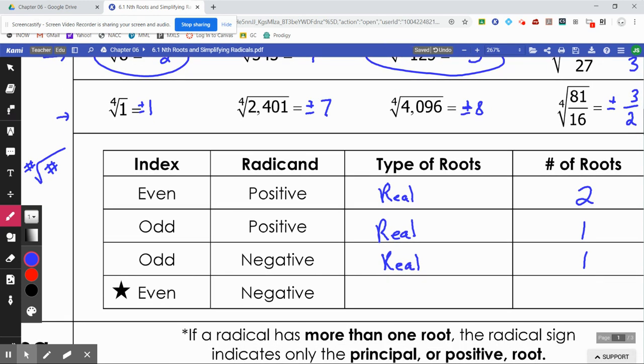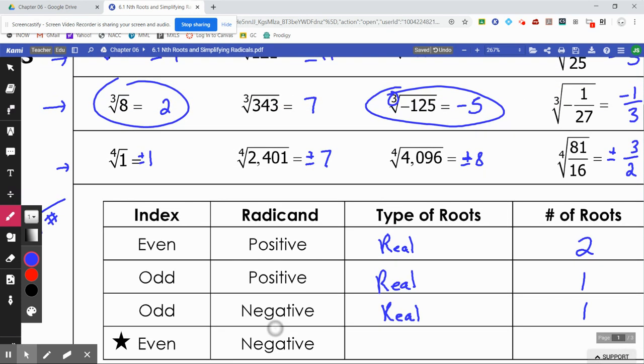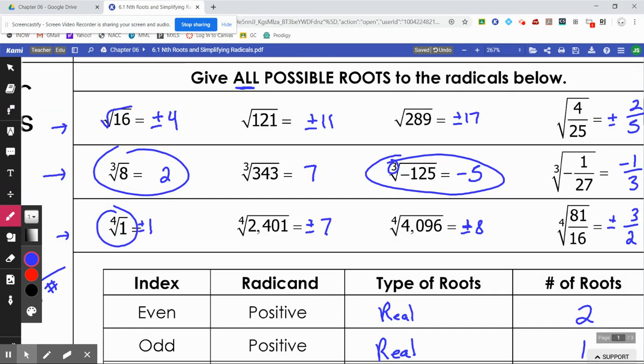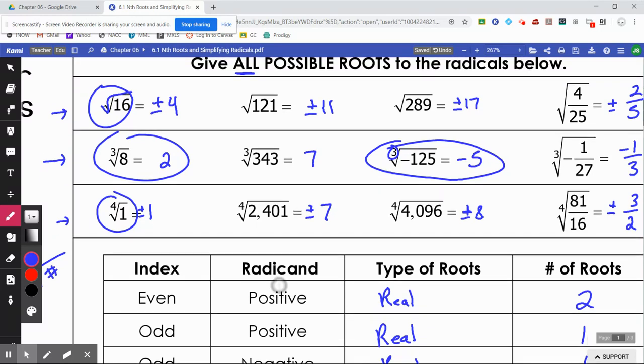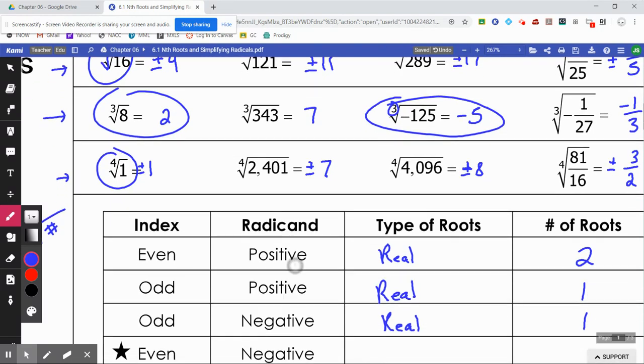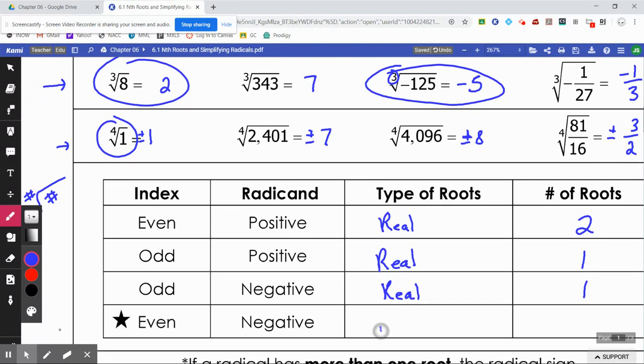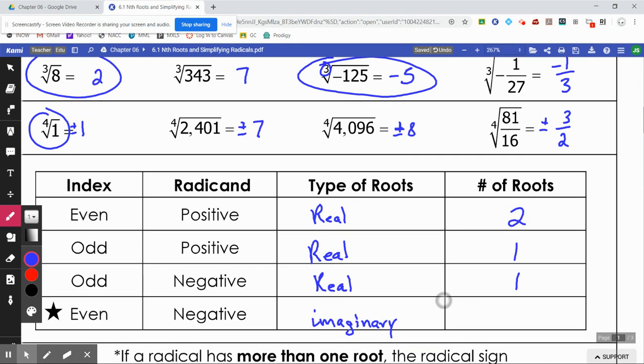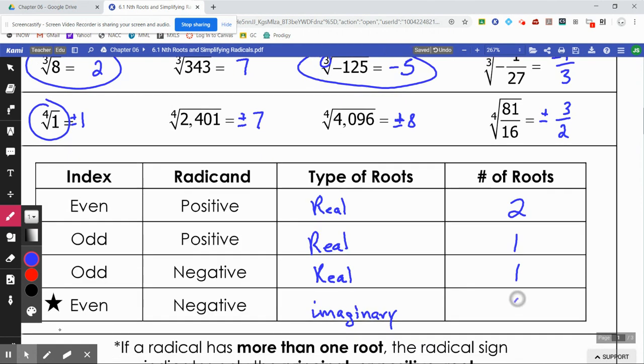And then your special situation. What if your index is even, as it is here, or as it is up here, and the radicand is negative, like the square root of negative 16? Well, we've done those. That's when you have your imaginaries. The square root of a negative, the fourth root of a negative, and so on and so forth. And how many of those will you have? You'll have two. You'll have a plus and a minus.